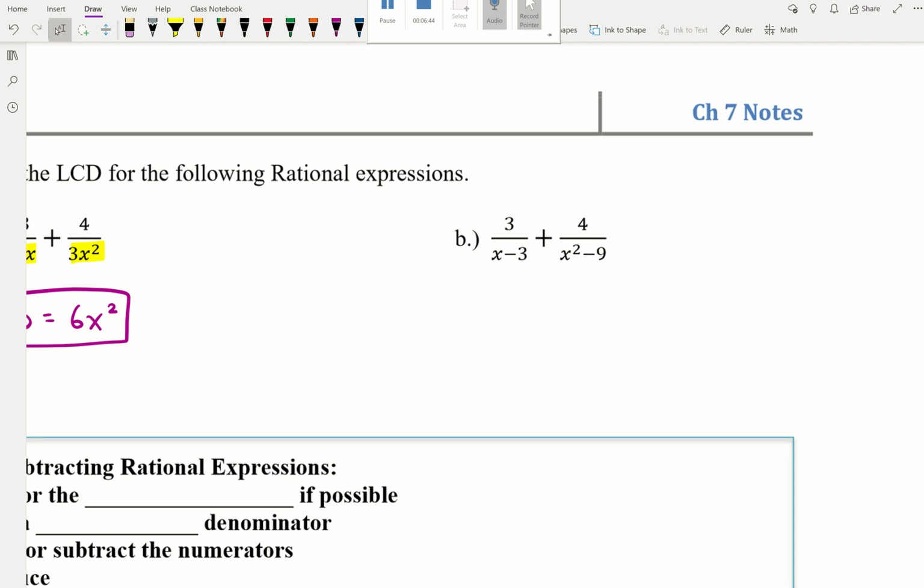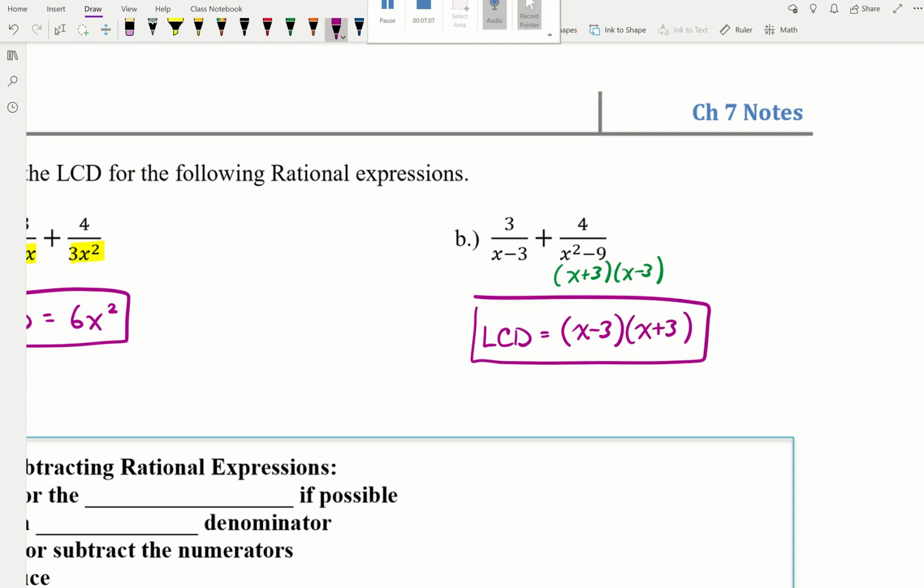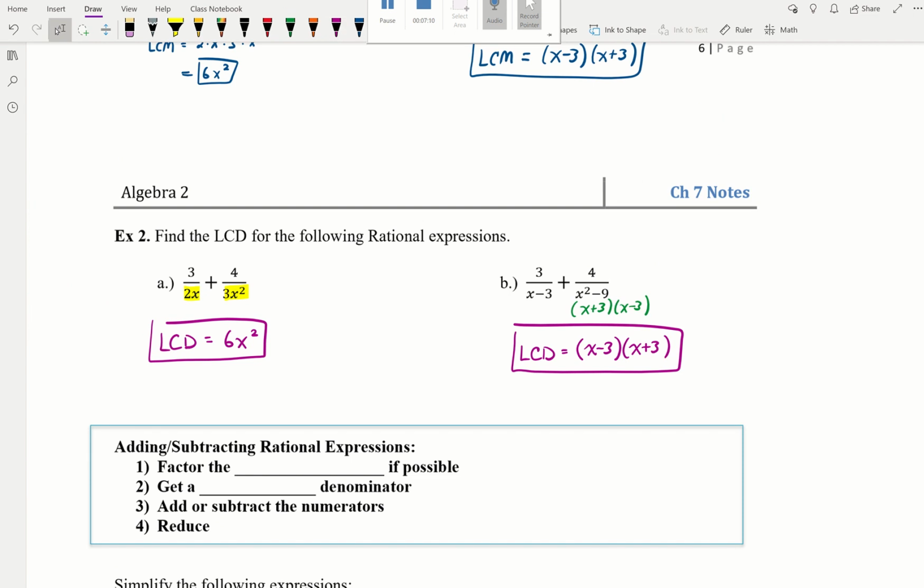And then over here, same kind of idea, right? We're going to try to factor our denominators. We can't factor this. This is going to factor into x plus 3 and x minus 3. So that least common denominator is everything from the first, x minus 3, and then anything new, which is that x plus 3. So definitely going to be a key concept to understand is how to find that least common multiple, which will become our common denominator.